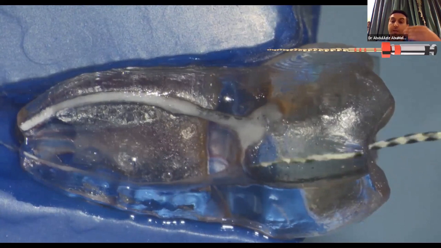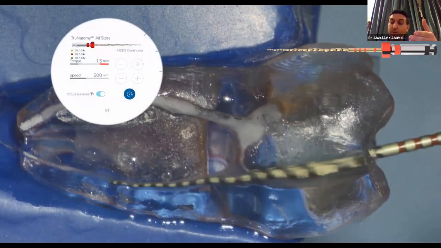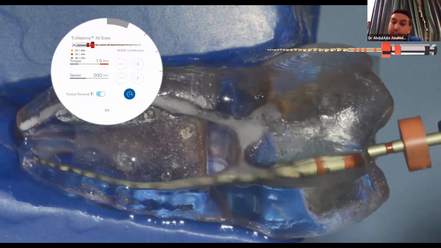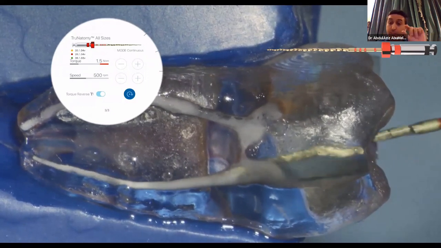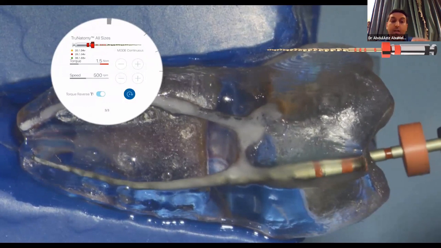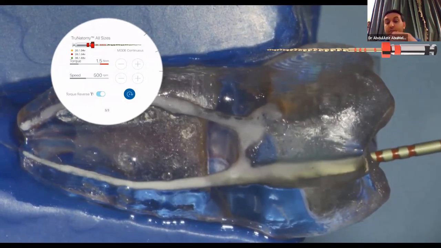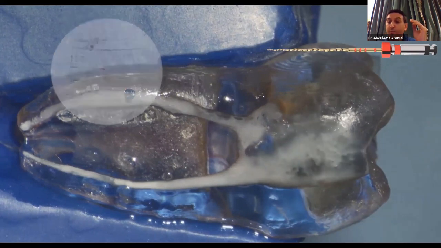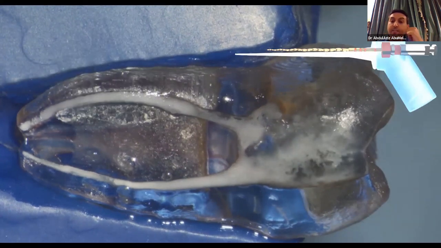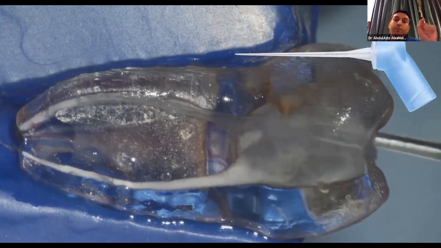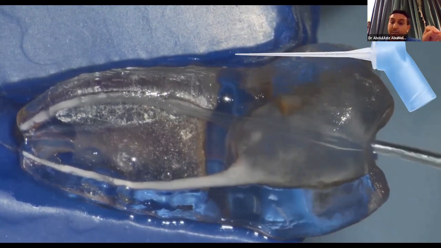We need it to do the purpose of cleaning and shaping, and then the irrigation can reach at least 1 to 2 millimeters from the working length. You can see the irrigation needle now can reach at least 1 to 2 millimeters from the working length.